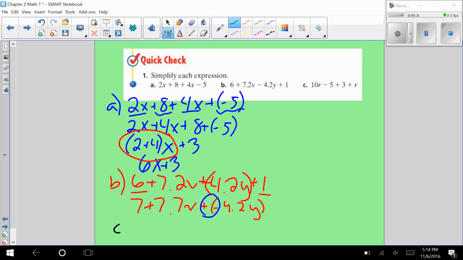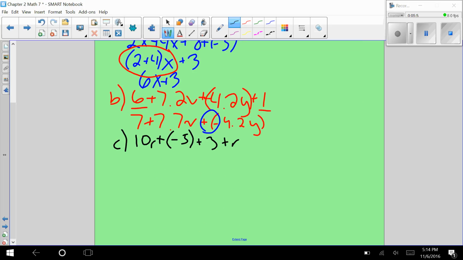So let's look at letter C. We're going to first write our minus as a plus negative. So 10 plus 10r plus negative 5 plus 3 plus r. Now let's identify our like terms, 10r and r. Anytime you see just a variable, just an r, there's an invisible 1 there. So 10r and 1r, when I combine those in my mind, I add the coefficients, 10 plus 1, and I get 11r. Negative 5 plus 3 makes a negative 2.